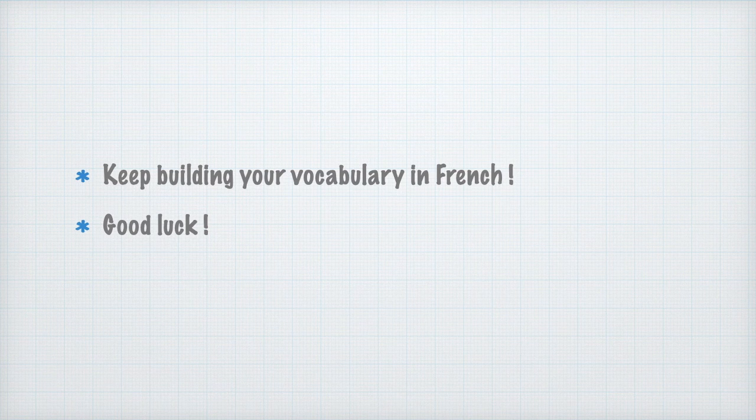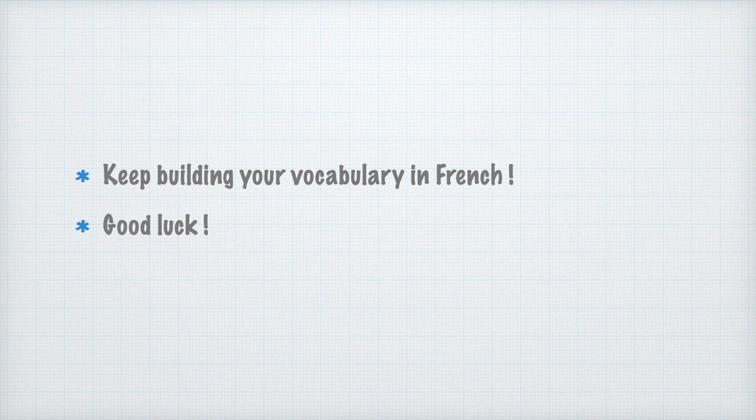Okay, we have come to the end of this lesson. So now you know the definite articles in French: le, la, L apostrophe, and les. You also know which definite article to use with which noun, isn't it? Le with a masculine singular noun beginning with a consonant, la with a feminine singular noun beginning with a consonant, L apostrophe with a masculine or a feminine singular noun beginning with a vowel or an H mute, and les with all plural nouns.